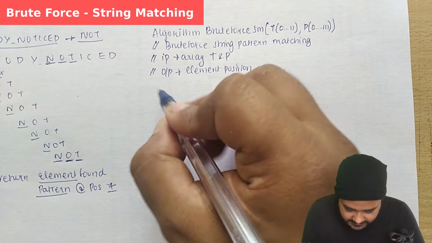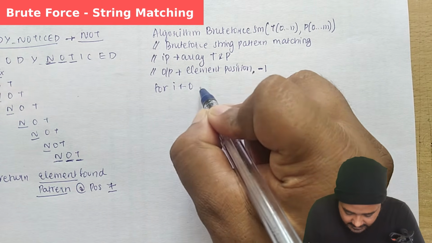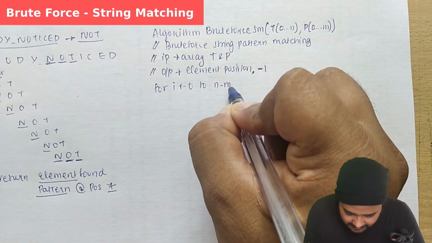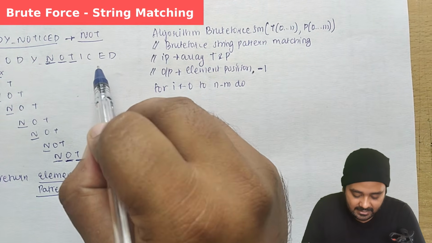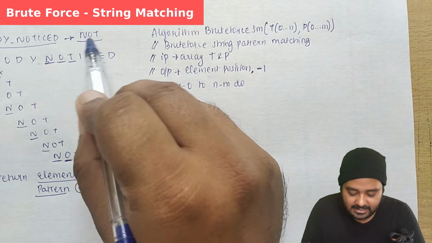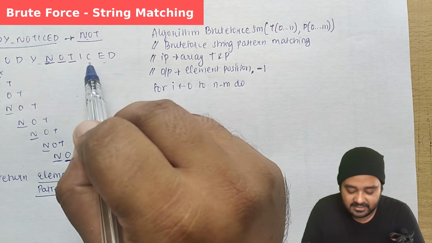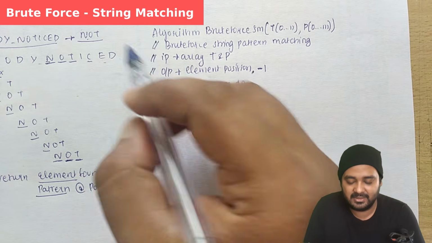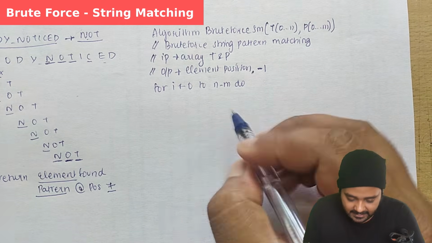Okay, so for i equals 0 to n minus m do. Why am I mentioning n minus m? For example, here there is no need for you to check these last two elements. Because the pattern is of length 3, there are no elements further, so if you just stop at c, that's enough. The last position minus the pattern length, so I'm mentioning n minus m.